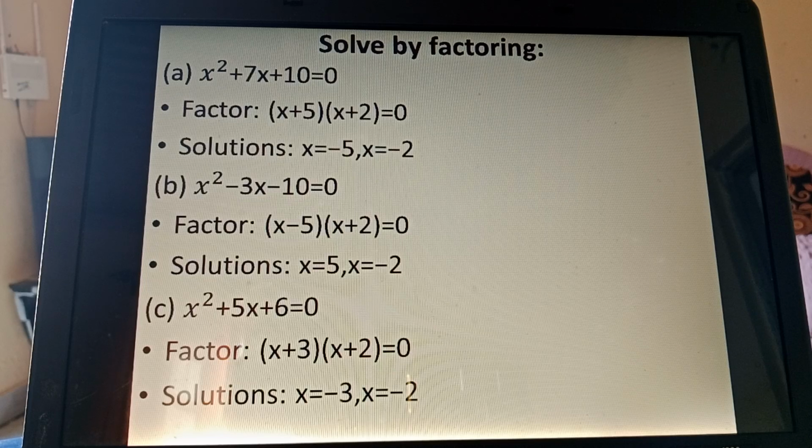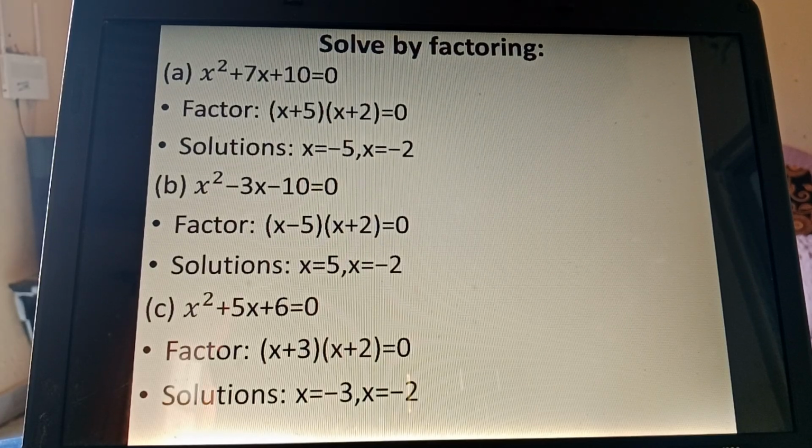x squared minus 3x minus 10 equals 0. Factors are (x minus 5)(x plus 2) equals 0. Therefore, solutions are x is equal to 5, x is equal to negative 2. And the last question on factoring in the guided equations was x squared plus 5x plus 6 is equal to 0. Factors: (x plus 3)(x plus 2) equals 0, and the solutions are x is equal to negative 3, x is equal to negative 2. Remember, I'm giving these questions because I expect you to try them and see whether you can get these solutions.